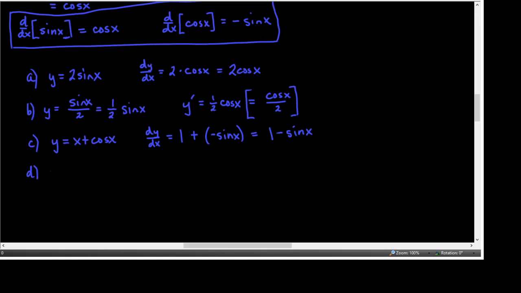Okay, part D. y equals cosine of x minus pi over 3 sine of x. Okay, so its derivative, the derivative of a difference is the difference of the derivatives. So it'll be the derivative of the first thing, which is negative sine of x, minus the constant, pi over 3, times the derivative of the function behind it. The derivative of sine of x is cosine of x. And that's that answer.